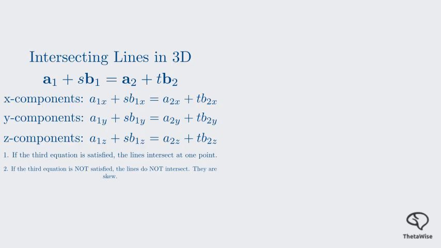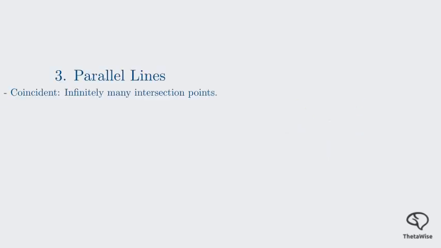This occurs when the lines are skew. Skew lines are lines that are not parallel, but do not intersect. They exist in 3 dimensions and never lie on the same plane. The third outcome is that one line is a scalar multiple of the other, which means they are parallel. In that case, either they are also coincident and have infinitely many intersection points, or they are distinct parallel lines and have no intersection points.